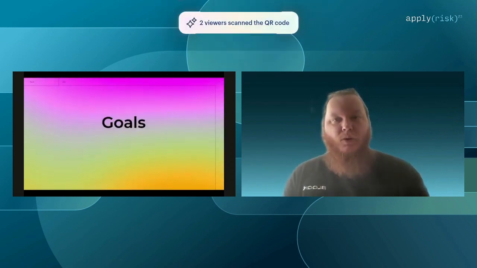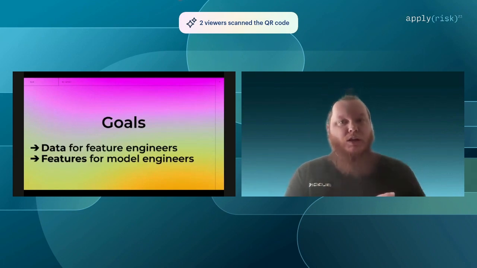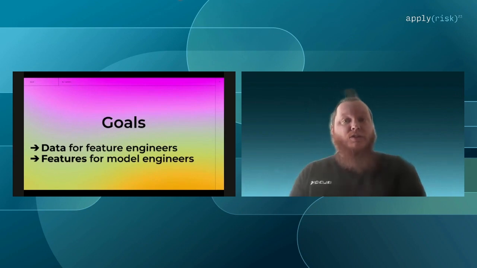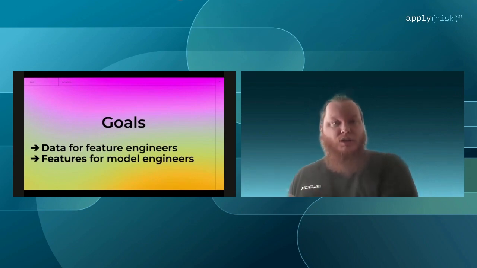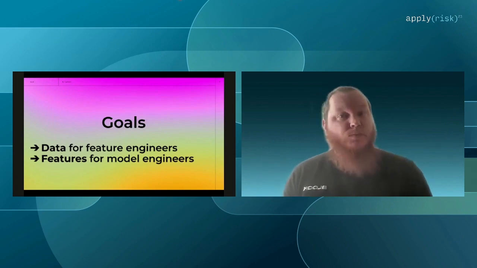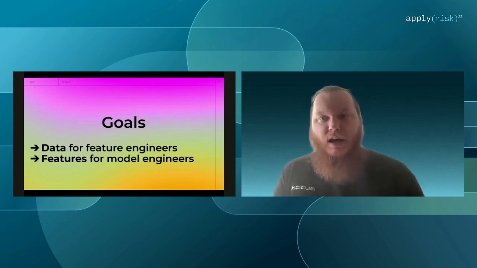So at a high level, what are our goals? Specifically, we want to be able to connect feature engineers to source data that they use, and then connect those features that they produce to the model engineers who use them to train and run models. It's important to note that these are not necessarily the same, and therefore the user stories are distinct.